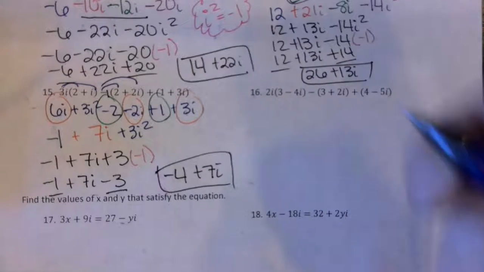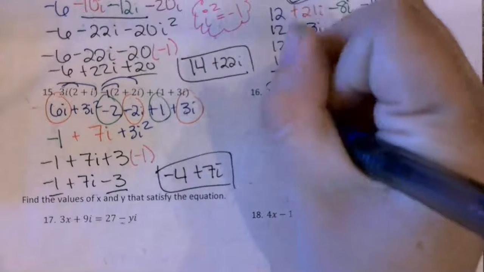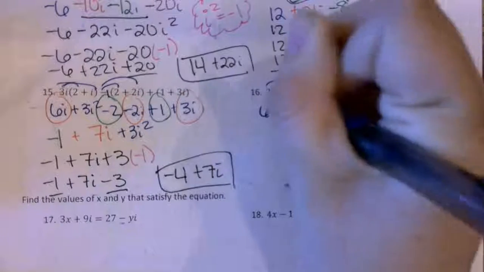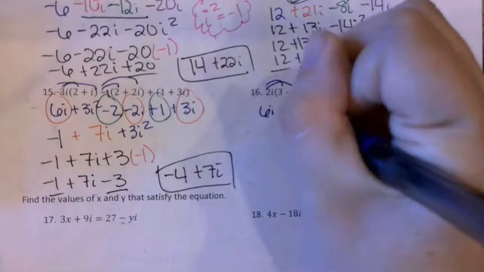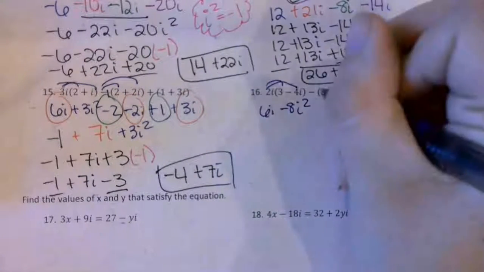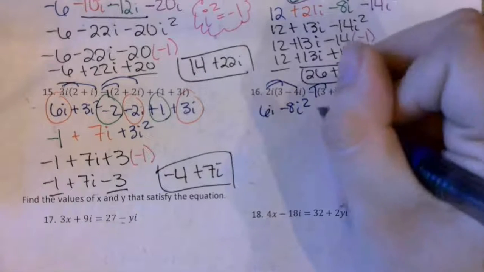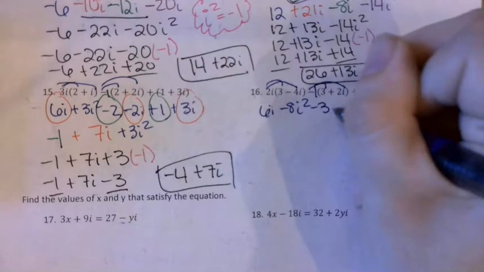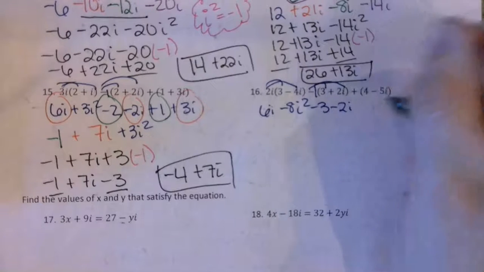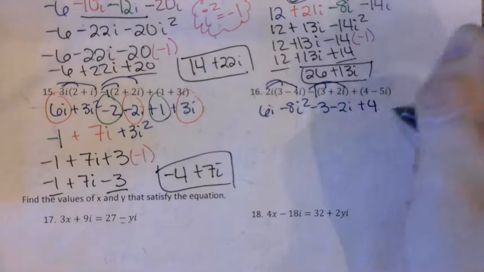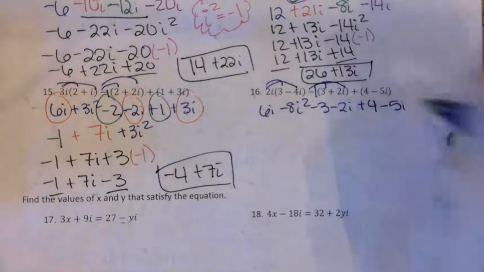Number 16 works the same way. I want to start off by distributing. 2i times 3 is 6i. 2i times negative 4i is negative 8i squared. I have this negative, which I want to distribute. Turns into negative 3, negative 2i. And then my two pieces at the end just stay the same, so I have plus 4 minus 5i.